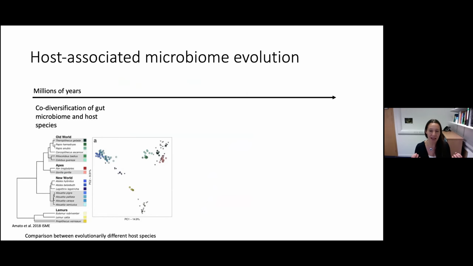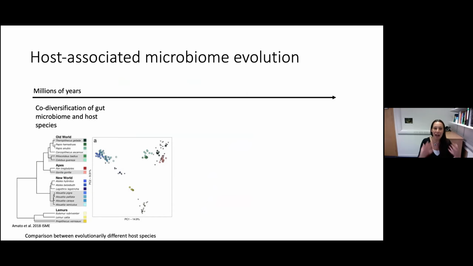And the reason for that is that we tend to study them on two very distinct and very contradictory timescales. So either we look at these processes over millions of years by comparing microbiomes from different host species. For instance, we can look at the gut microbiome from a set of primate species, as shown here from a paper published not too long ago.